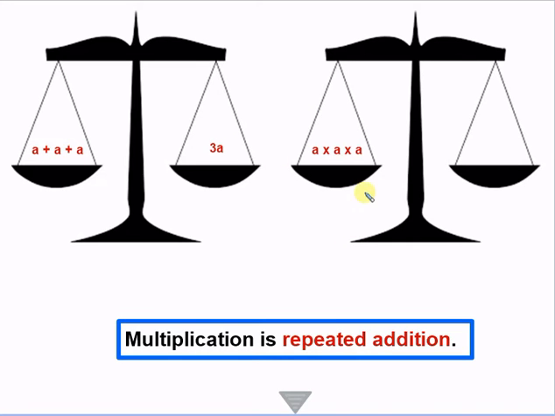So it's important to remember multiplication is just repeated addition. Well, what about this side over here? Here we have a times a times a. Would that be 3a? No, it wouldn't. It can't be, because multiplication is repeated addition, not repeated multiplication. This is going to be a to the third, so a to the third power. You have a times a times a, which is a to the third power, and that is an exponent. So exponents are repeated multiplication, but multiplication is repeated addition.